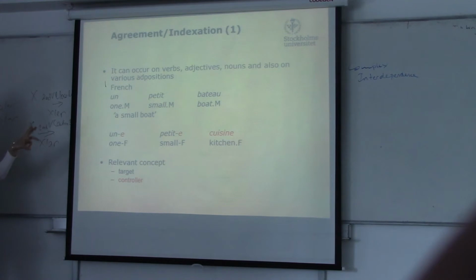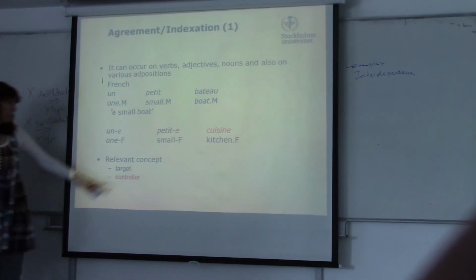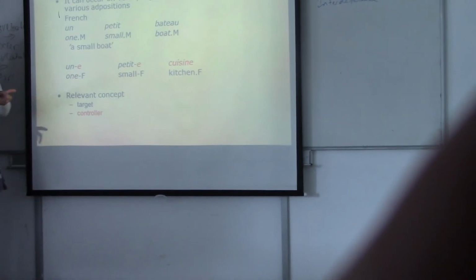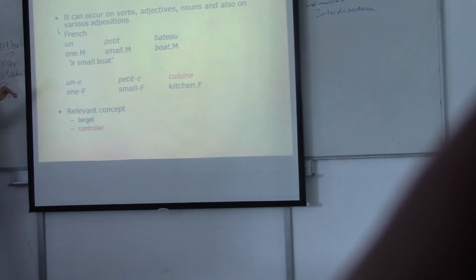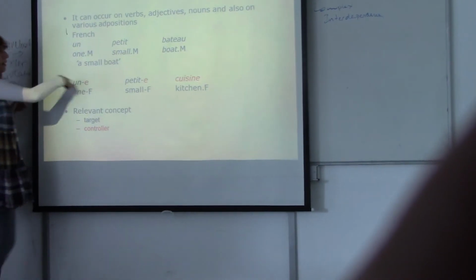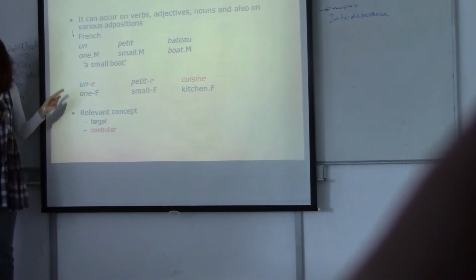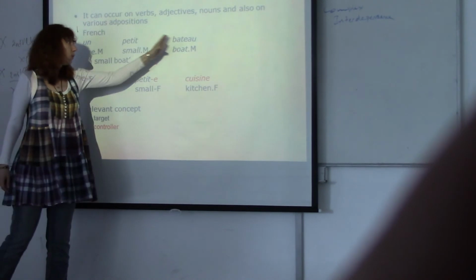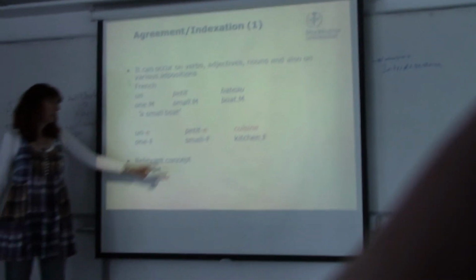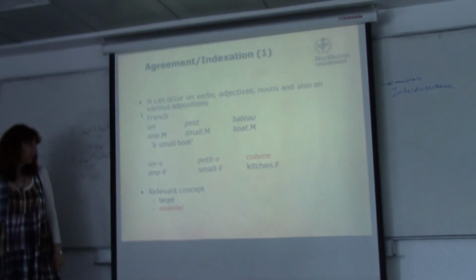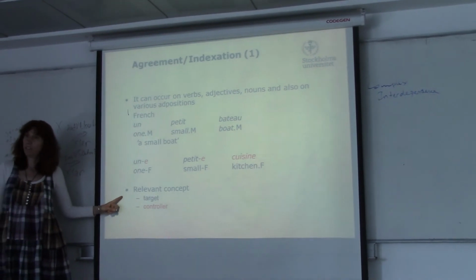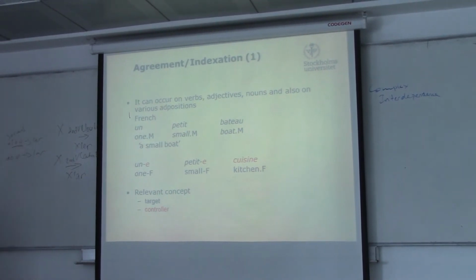And the two concepts that you need to learn in agreement: what is the controller? Whichever word in a phrase determines what gender its modifiers will get. So here in French, the nouns are controllers for the rest of the words in the noun phrase. So bateau, boat, is the controller for petit, and cuisine, kitchen, is the controller for its modifiers. I will be referring to targets and controllers later on, so those are important.